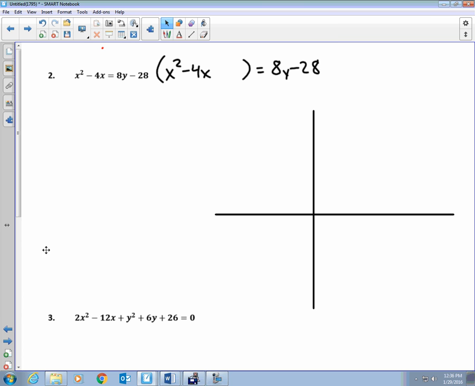Yeah, I'd take the middle number, divide by 2, and square it. So 4 divided by 2 is 2, squared is 4. What's the true value of that 4? 4. That was easy.